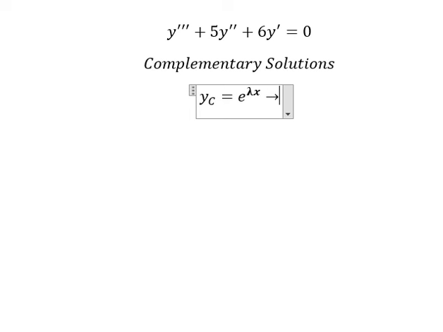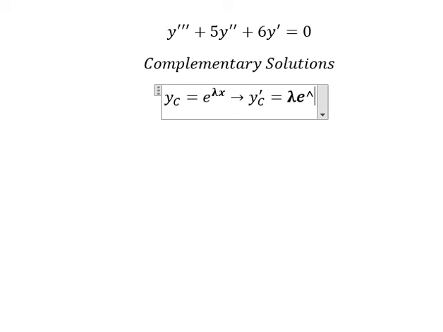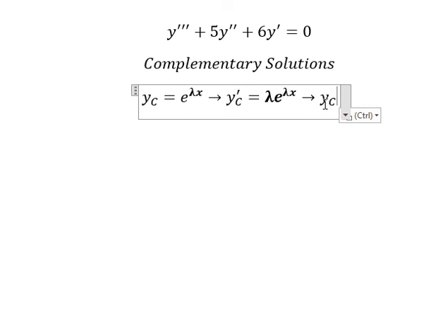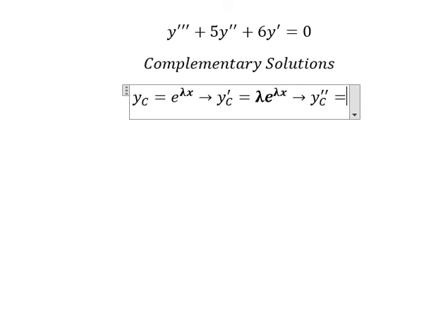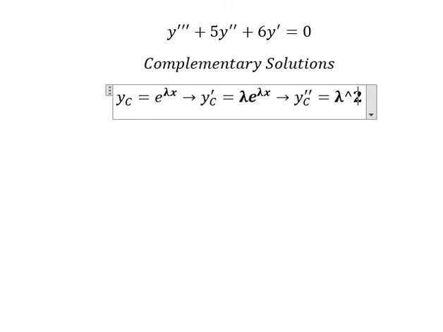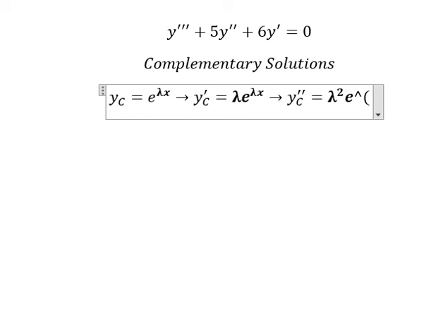So if we do the first derivative of yc, we have lambda e to the power of lambda s. After we do the first derivative of e to the power of lambda s, you get this one. Now we go to the second derivative of yc, and we have lambda squared e to the power of lambda s.